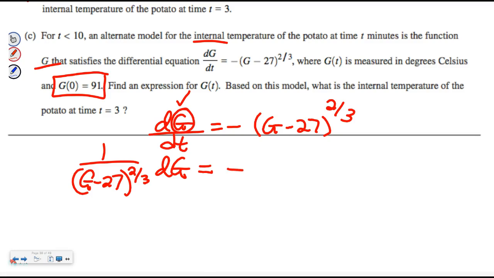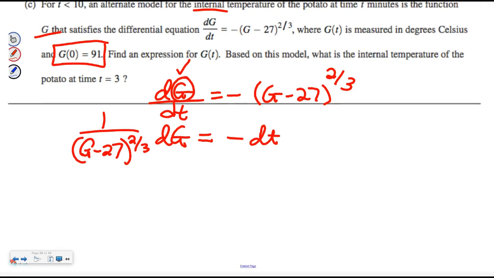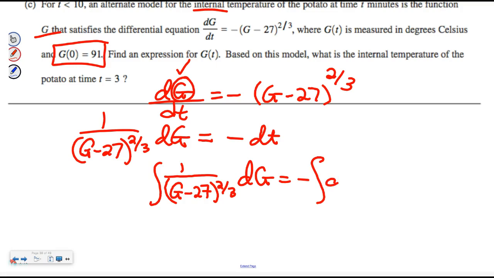I always leave any constants over because, again, our goal is to solve for g. So if I move the negative over onto the left-hand side with g, I'm eventually going to have to get rid of it anyway. So I get a negative dt. Once we separate, we integrate. So I'll integrate 1 over g minus 27 to the 2/3 dg. And I'm going to integrate negative dt.